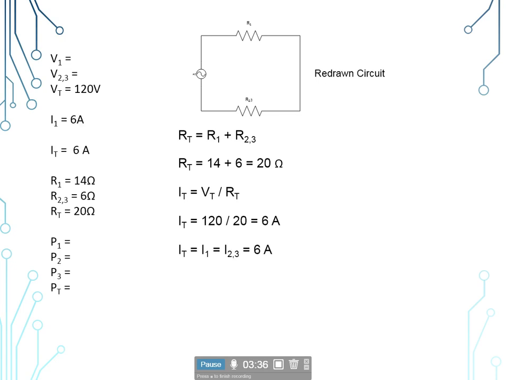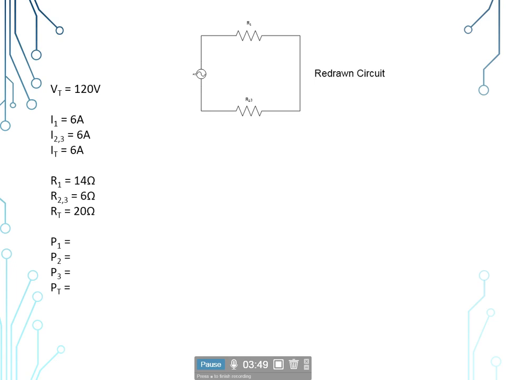Now because we are working with a series circuit, and the current remains constant, I sub t is equal to I sub 1 is equal to I sub 23, so we can populate both of those with that 6 amps also.